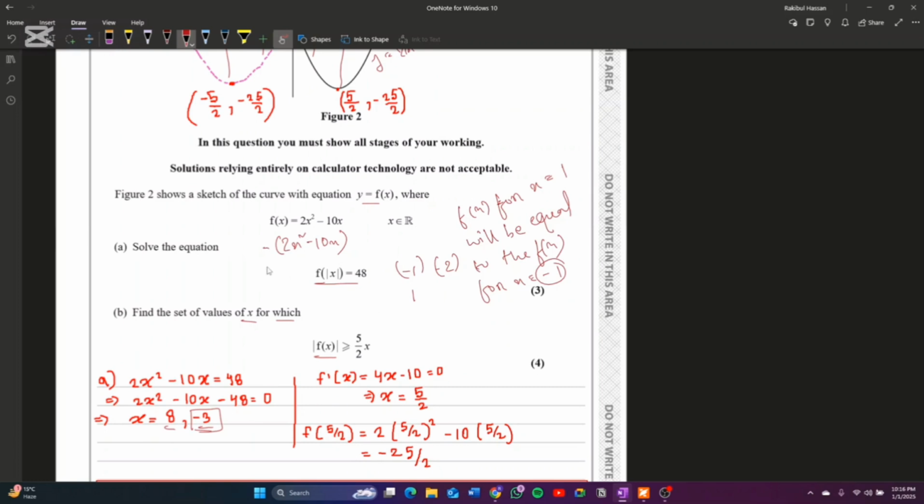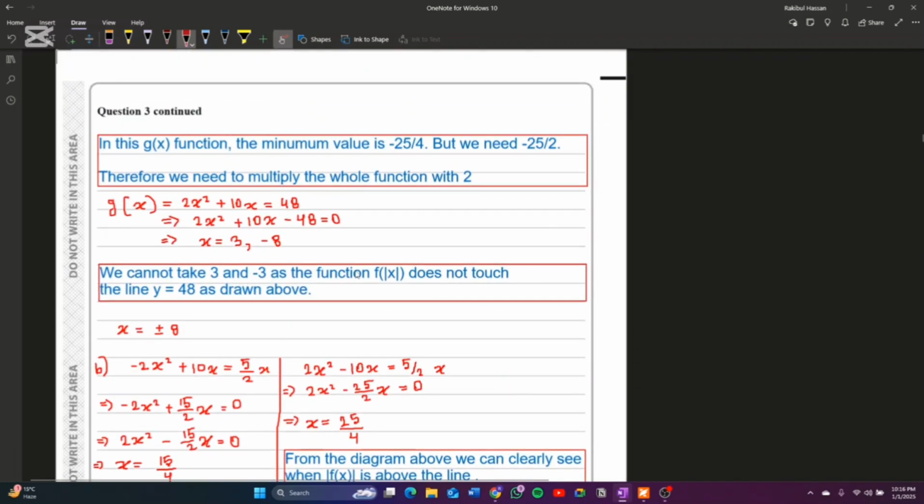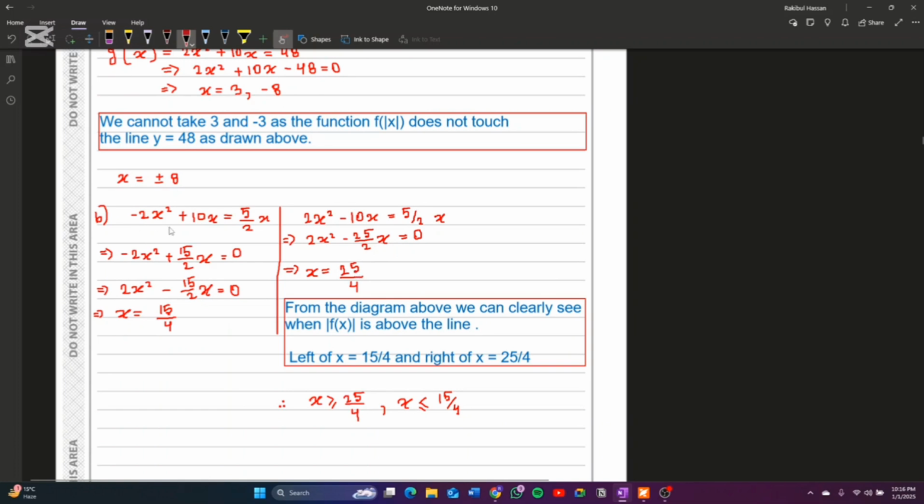That means we'll get two values, one for this and one for minus 2x squared plus 10x. And we do exactly that. Once we take minus 2x squared plus 10x equal to 5 by 2x, and one other time we take the positive normal equation, and then we can find the two values for x, which we have found: x equals 15 over 4 and x equals 25 over 4.